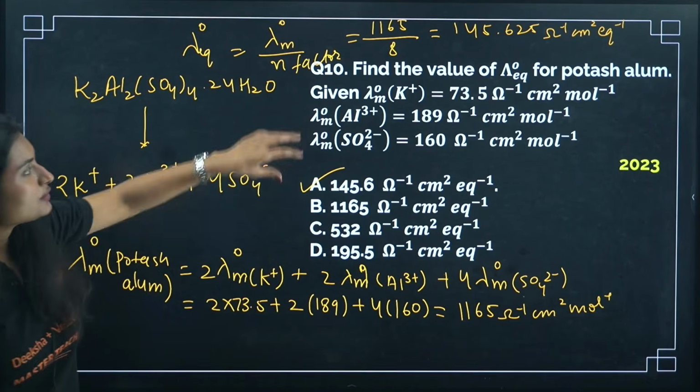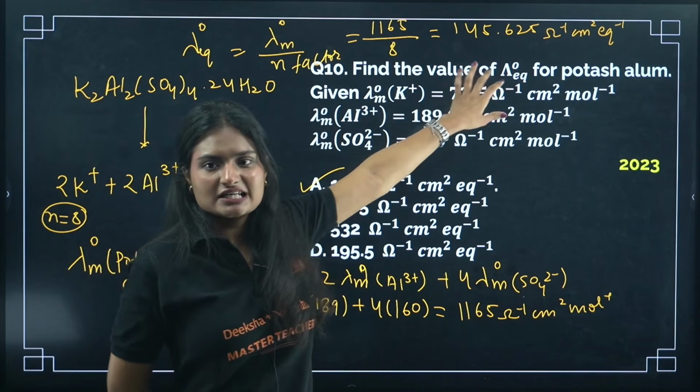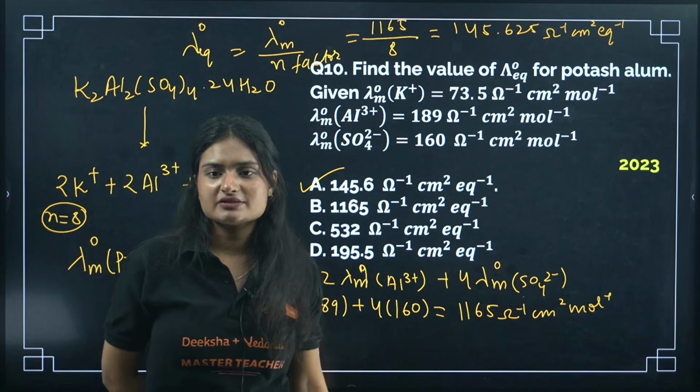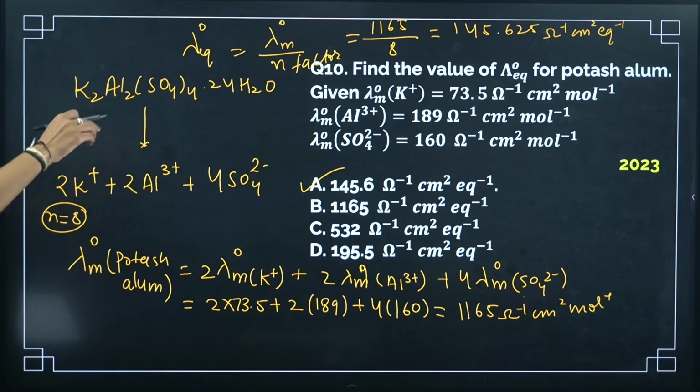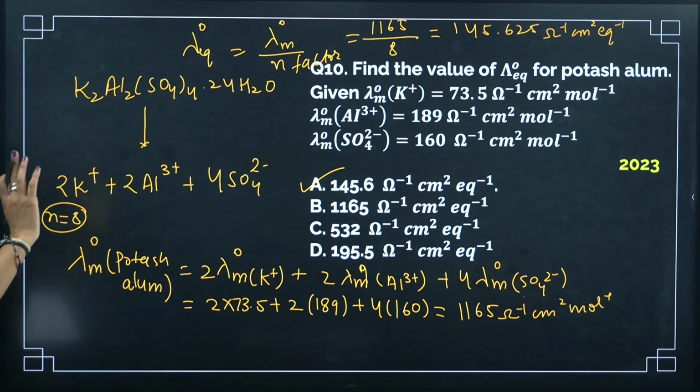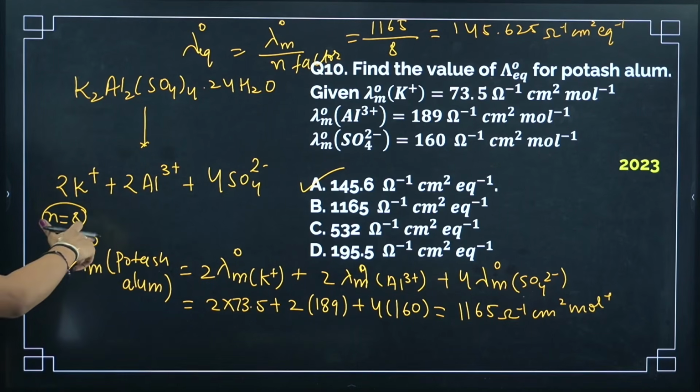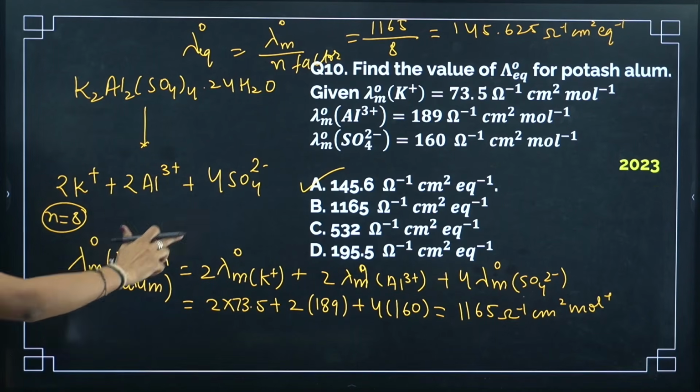You are being asked the equivalent conductance and the value of molar conductance is given, so there is a simple relation. Equivalent conductance is molar conductance divided by the n factor. So how do you calculate the n factor? N factor is the number of ions involved. In this case we had 8 ions: 2K+, 2Al3+, 4SO4 2-, right?